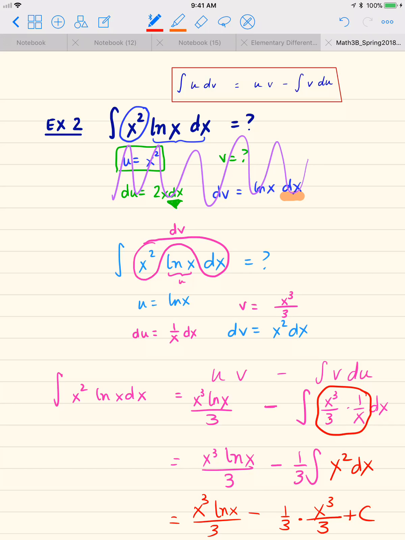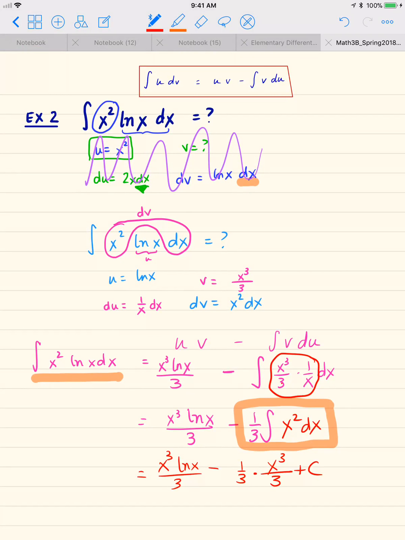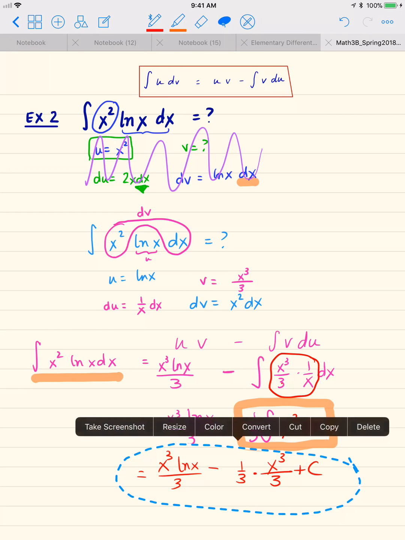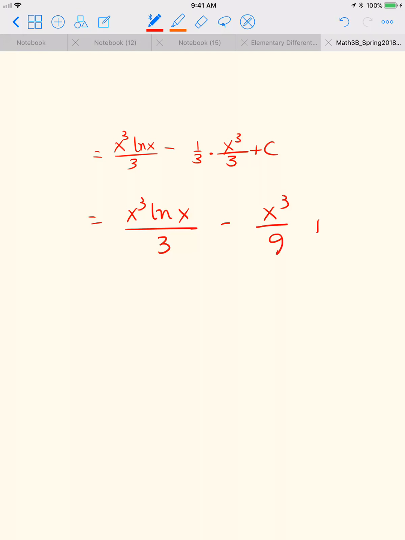In this case, my trade-off paid off. That rhymes. My trade-off paid off because what I was given was an integral that I didn't know how to work with. And I traded it off for an integral that I do know how to work with, right? I do know how to evaluate this. So we can simplify and get our final answer. Let me add a page below. So for our final answer here, we'll get x cubed natural log of x over 3 minus x cubed over 9 plus a constant.